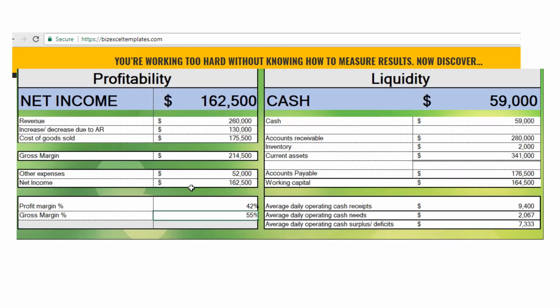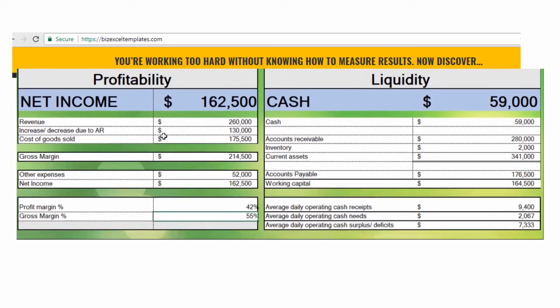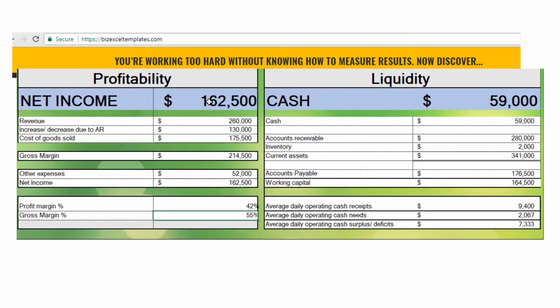Let's see what happens. So we can see that our net income has gone down to $162,500. However, we're cash positive. We now have $59,000 in cash. So again, it's a balancing act between profitability versus liquidity. How much net income do I want versus how much cash do I want? The more accounts receivable you give, the bigger your sales become. But on the other end, you have cash problems. So you have to find that balance.